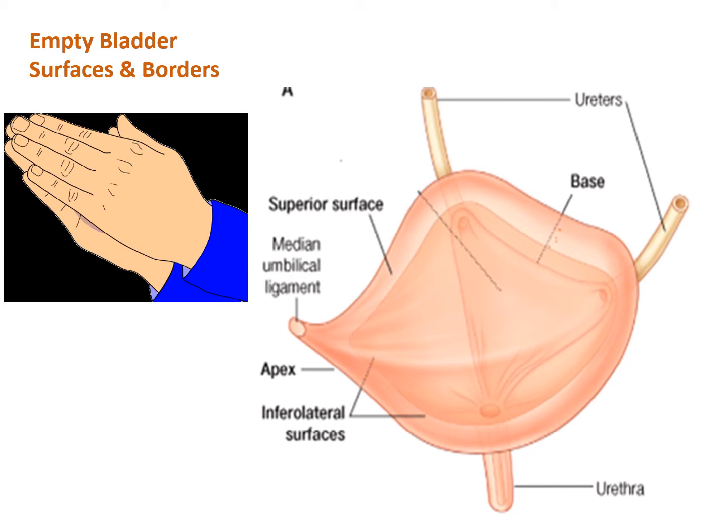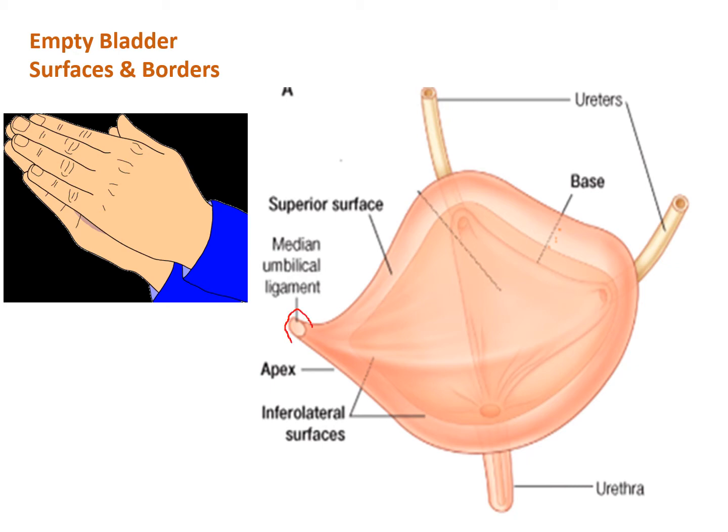Surfaces are separated by borders. So the tips of all your fingers form the anterior border. The index fingers of both the sides form the lateral border. And an imaginary line which would be separating the superior surface from the base would be the posterior border. Now let's see this on this picture.